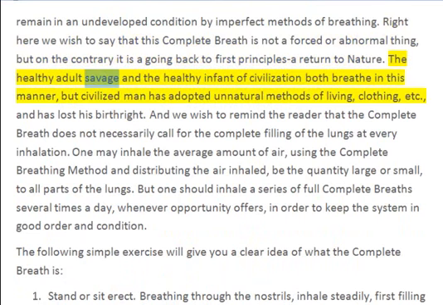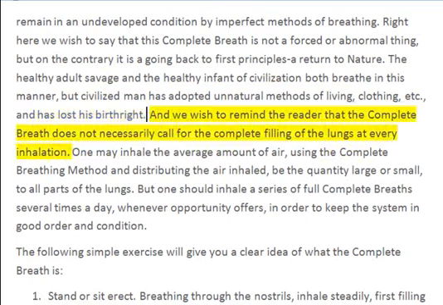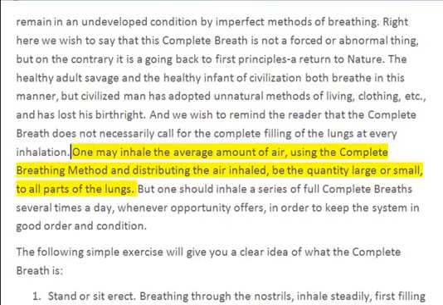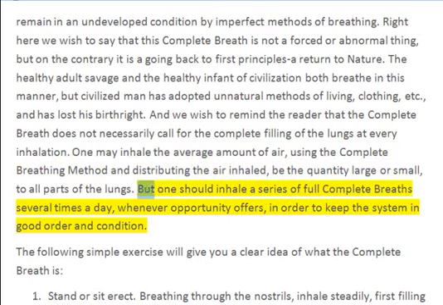The healthy adult savage and the healthy infant of civilization both breathe in this manner, but civilized man has adopted unnatural methods of living, clothing, etc., and has lost his birthright. And we wish to remind the reader that the complete breath does not necessarily call for the complete filling of the lungs at every inhalation. One may inhale the average amount of air, using the complete breathing method and distributing the air inhaled, be the quantity large or small, to all parts of the lungs. But one should inhale a series of full complete breaths several times a day, whenever opportunity offers, in order to keep the system in good order and condition.